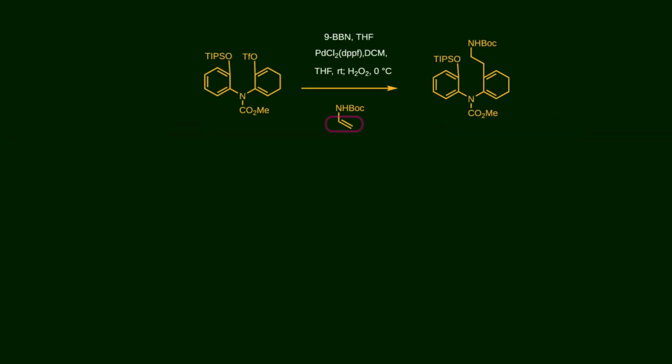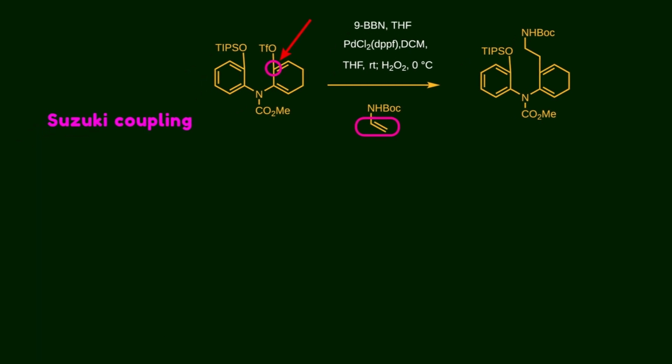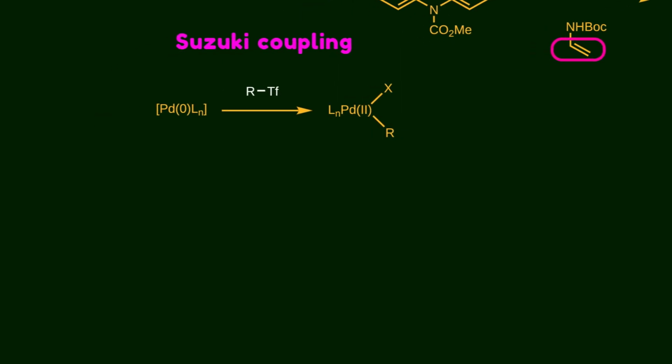In the next step, the two carbon units should be joined to this carbon atom. The best strategy to do this is the Suzuki coupling. The mechanism is slightly different from the Heck reaction which was described at the beginning of the video. Just like the Heck reaction, the first step is oxidative addition.